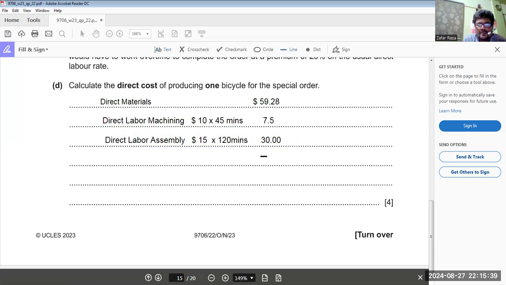So total direct cost would be how much? 9.28 plus 7.5 plus 30. That is 96.78 direct cost. Total direct cost 96.78. This is total direct cost. Done? Okay.